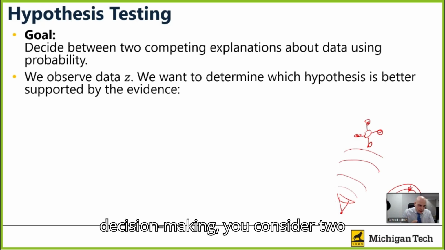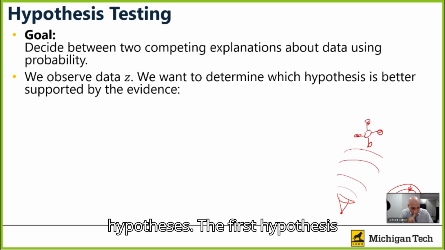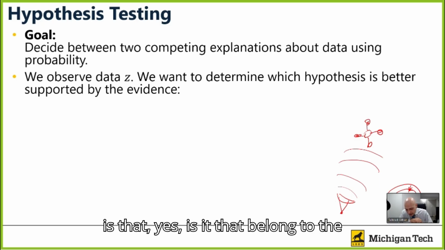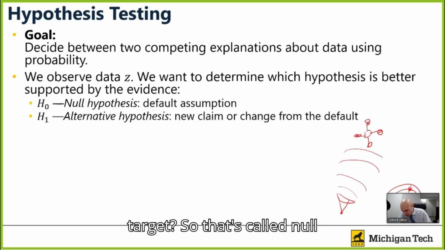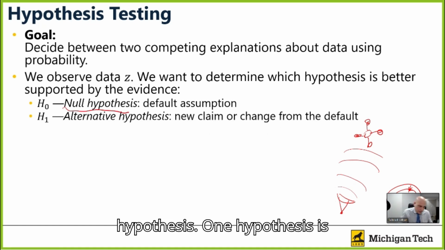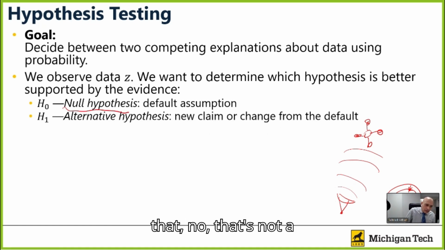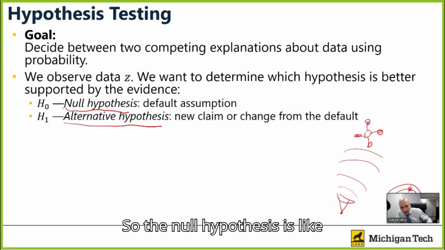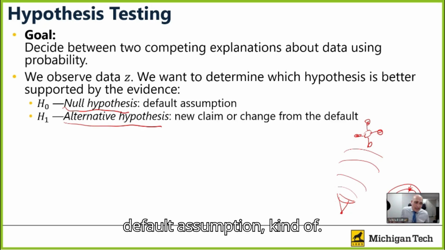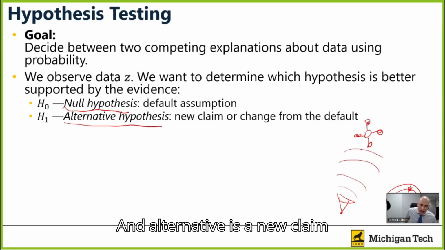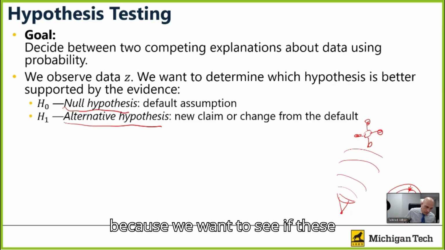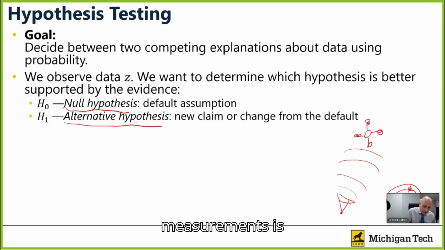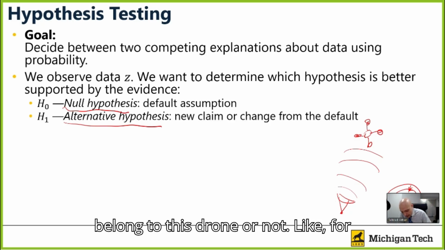So for this kind of decision making, you consider 2 hypotheses. The first hypothesis is that yes, it belongs to the target. So that's called the null hypothesis. The other hypothesis is that no, that's not the target, that's actually an outlier. So that's called the alternative hypothesis. The null hypothesis is kind of the default assumption, and the alternative is a new claim, because we want to see if this measurement belongs to this drone or not.